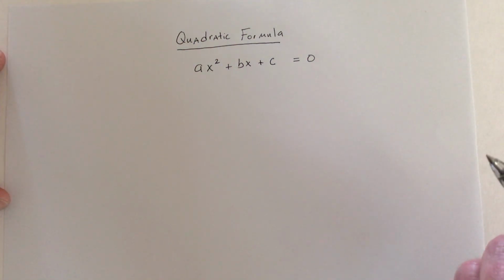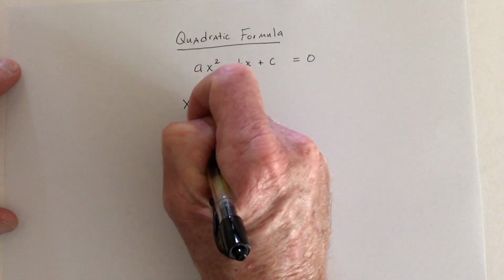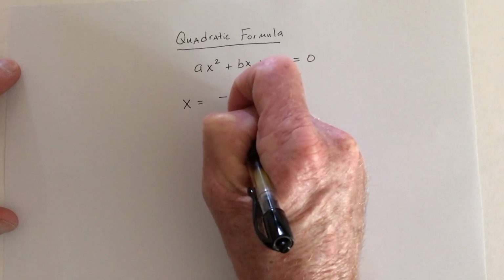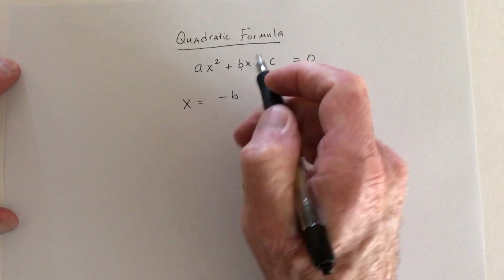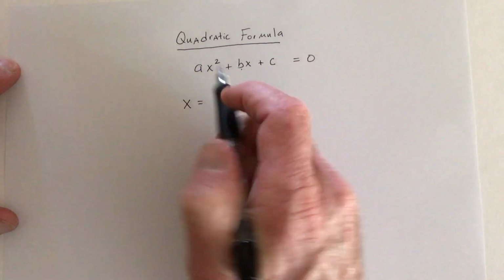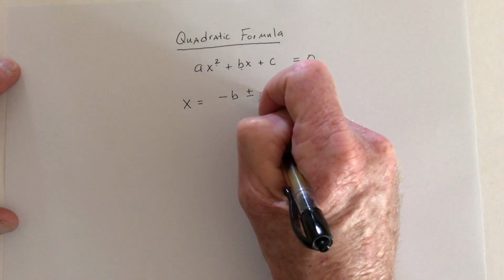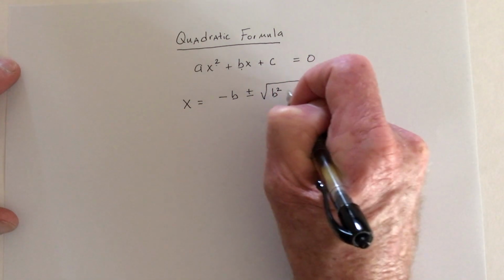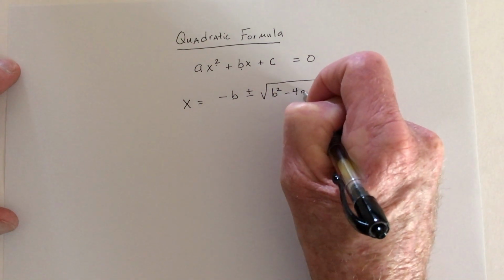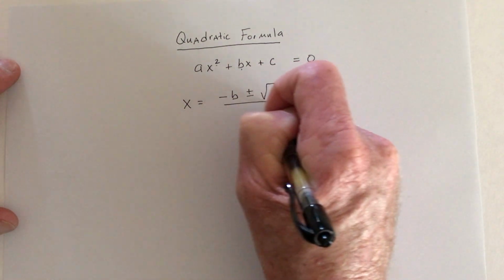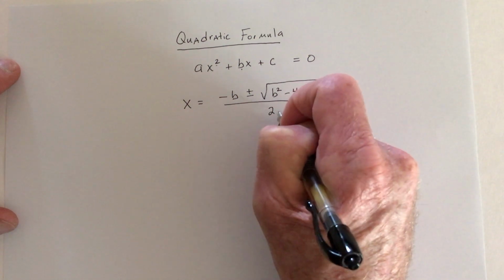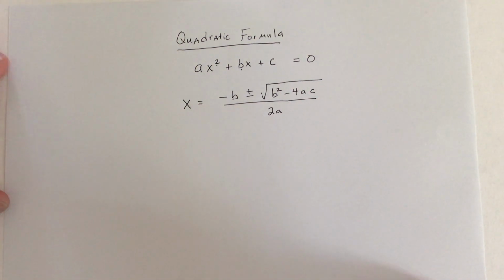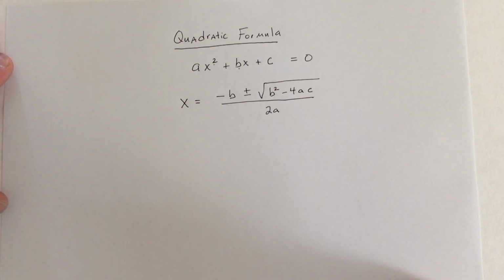So the quadratic formula goes like this. If you want to know what x equals, the formula goes: take the negative of b, and then plus or minus, because there's 2 answers. Then it's the square root. Inside the square root is b squared minus 4 times a times c. And the whole thing is divided by 2 times a. So that's a formula we're definitely going to be using a lot throughout the semester.